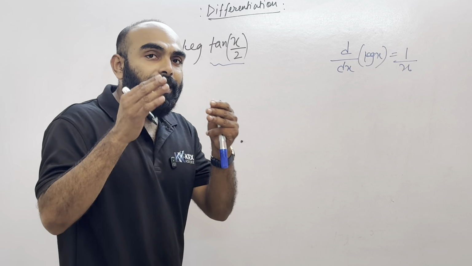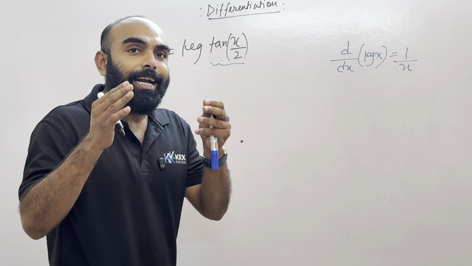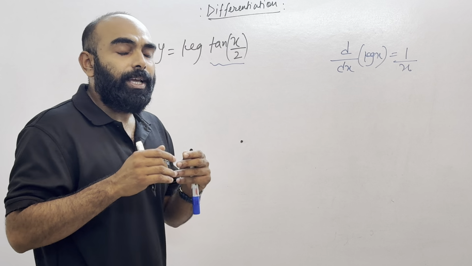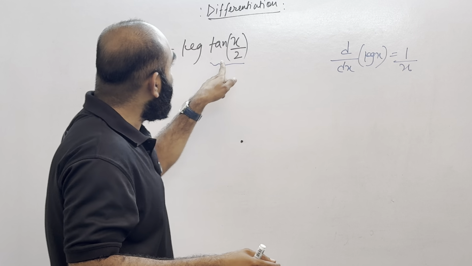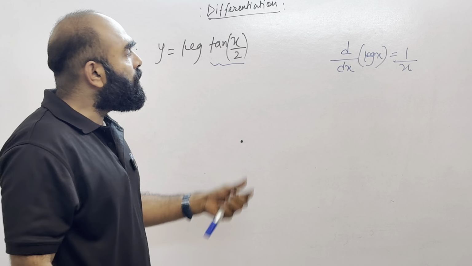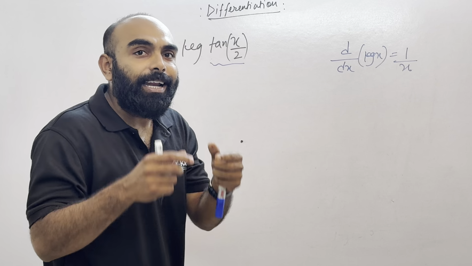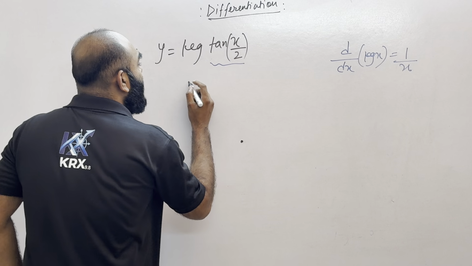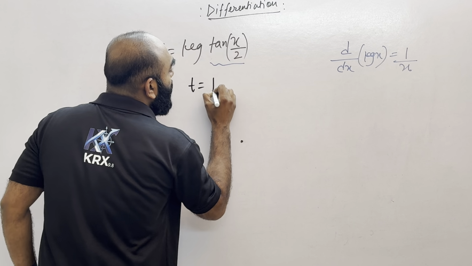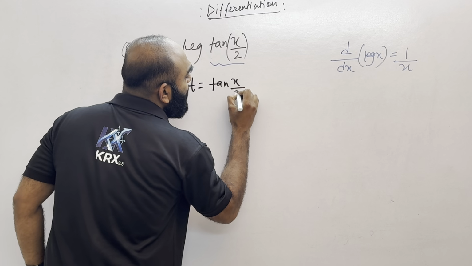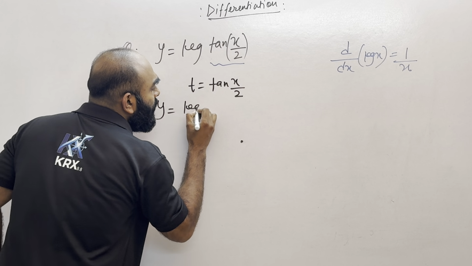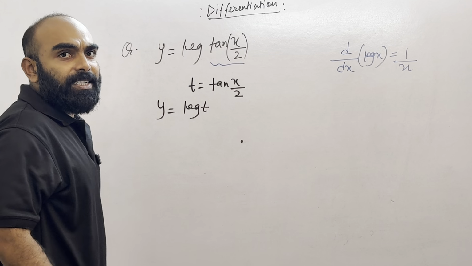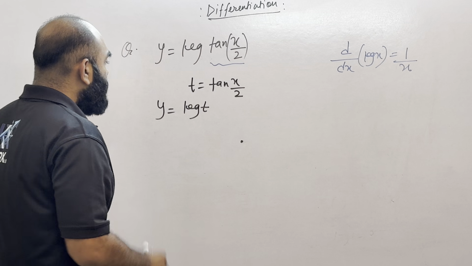I told you, whatever the change is there, you have to consider that change as t. In the actual function we have x, and here it is tan of x by 2. So this tan of x by 2 you have to consider as t. So if I consider t is equal to tan of x by 2, this function will become y is equal to log t. Understand? Now you can differentiate.